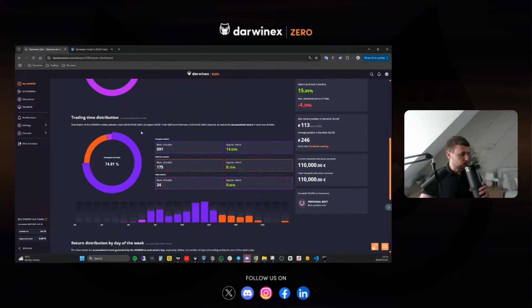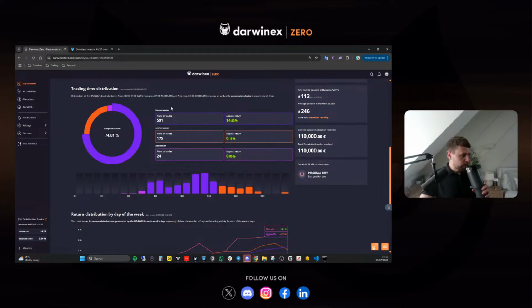Now, moving down, we have trading time distribution. This is a bit of an interesting one, but again, it aligns as it should, really. So the majority of your trading activity is during the European session, okay? That means the majority of your return is also in the European session, which makes sense. It's linear. The more trades, the more return.